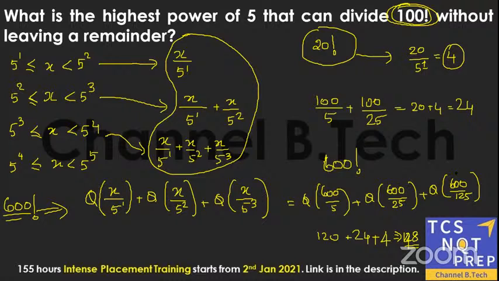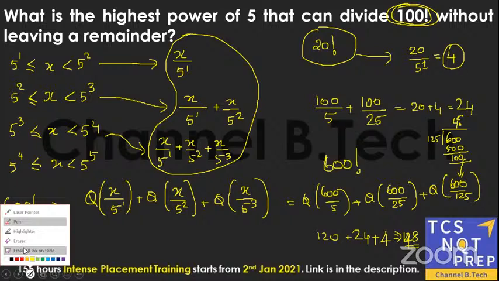$148. Here I am taking only the quotient of 600 by 125. That will give me 4. What is the quotient? 600 by 125: 4 times 125 is 500, remainder 100. Before the decimal value, whatever is there, that is the quotient. Okay. Fine.